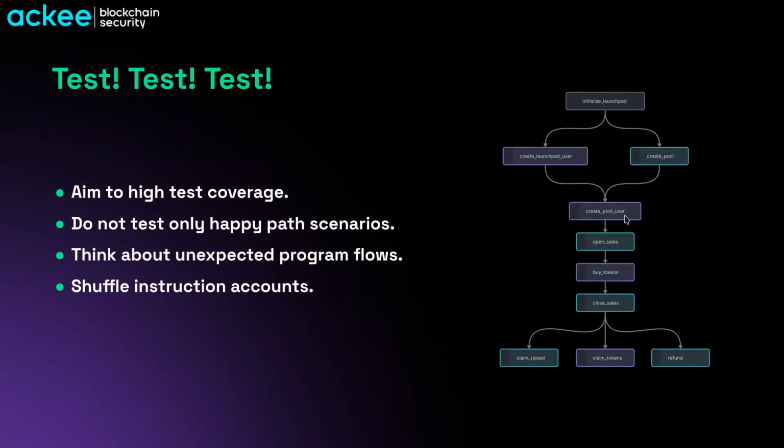And so this is one thing. You should really change or test different program flows, but you should also test that you supply, or someone supplies, unexpected accounts to your program. So if you can see in this diagram that, for example, open sales can be done only by the administrator of the ICO, then you should also test that it is really the case that only a specified admin can do it and not an unauthorized user.